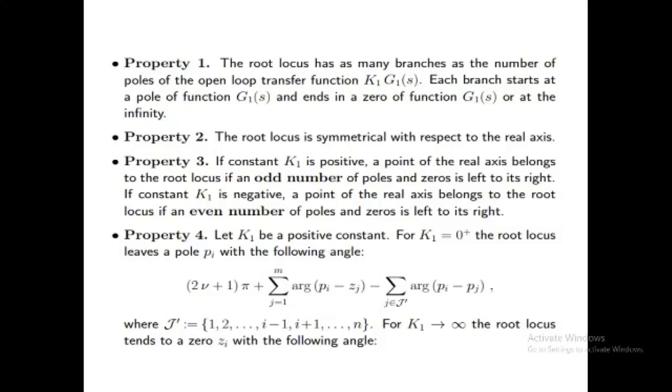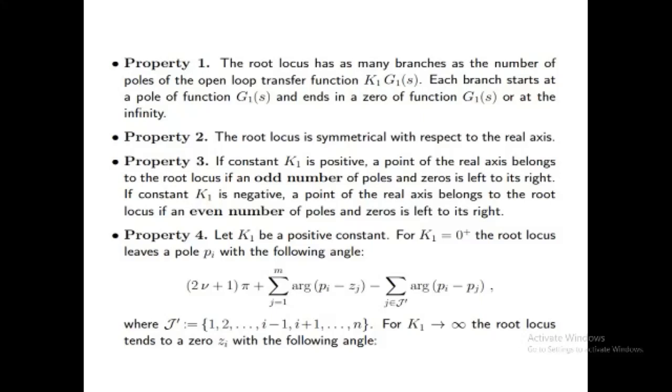The first property of the root locus is that the root locus has as many branches as the number of poles of the open loop transfer function K1 into G1 of S. Each branch starts at a pole of function G1 of S and ends in a zero of function G1 of S or at infinity. Second property: the root locus is symmetrical with respect to the real axis.